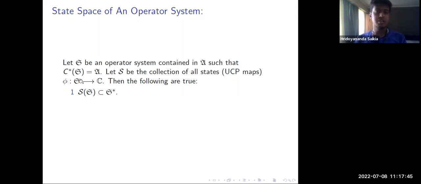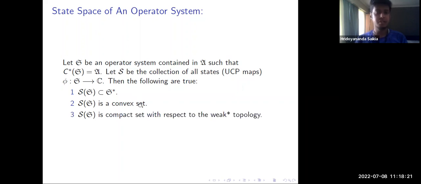You see, every element of the state space is a linear map. In fact, they are continuous linear maps. So these are actually contained in the dual space of the operator system S. Secondly, it is a convex set. Why is it a convex set? You can take the convex combination of two UCP maps, and you will get a UCP map. So it is a convex set.